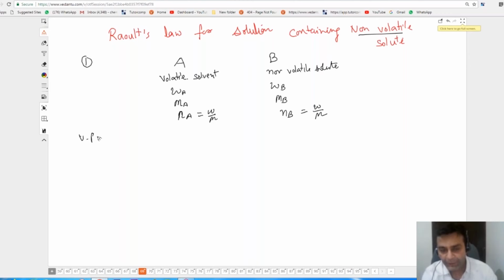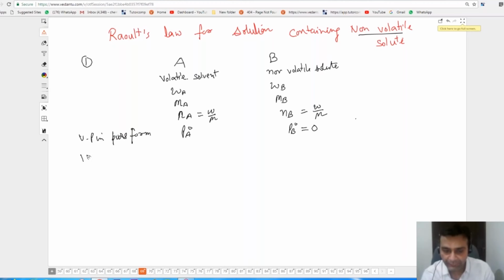Now, vapor pressure in pure form. I'm saying vapor pressure in pure form is PA naught and this is PB naught. Can I say PB naught is equal to 0? Yes, students. Why can I say PB naught is equal to 0? Yes, non-volatile. Very good. So if it is non-volatile, its vapors will not be formed and the pressure due to that component B will be 0.